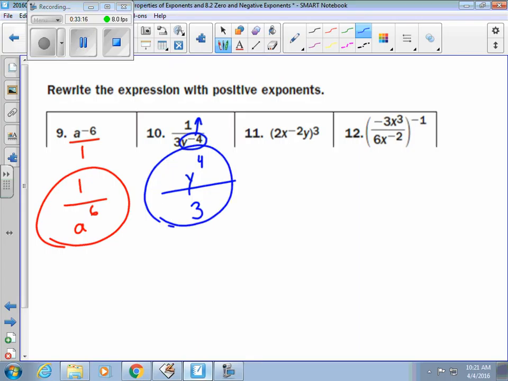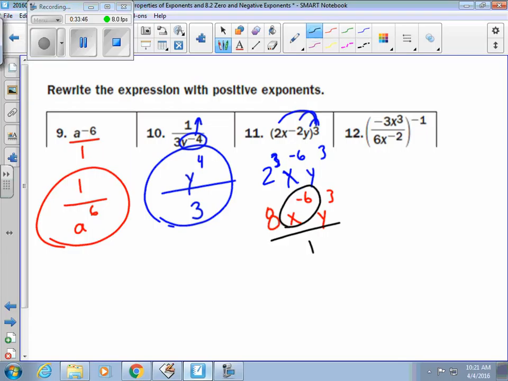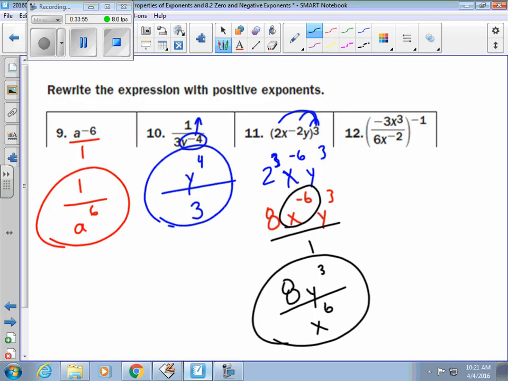2x to the negative 2, y, all to the 3rd. Everything in parentheses gets the 3rd. So 2 to the 3rd, x to the negative 2 times 3 becomes x to the negative 6, and then y gets the 3rd as well. 2 to the 3rd power is 8, x to the negative 6, y to the 3rd. Again, anything with a negative exponent needs to ride the elevator. Only this needs to go down. 8 stays on top, y to the 3rd stays on top, x to the negative 6 goes down, becomes positive 6.